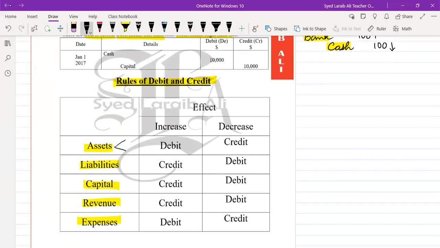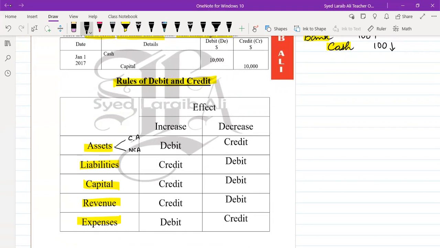Assets are basically the resources owned by the business. All the resources owned by the business are called assets. There are two types of assets, current assets and non-current assets. You need to think from the accountant's point of view.